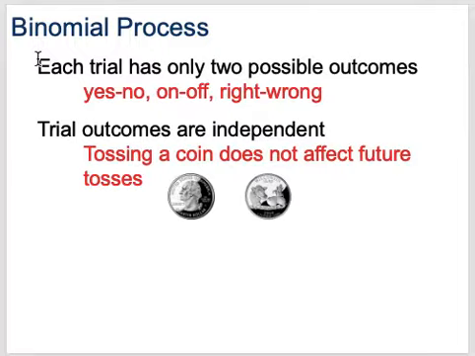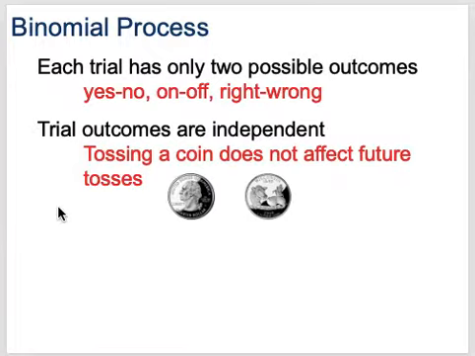A multiple choice question could be, what is the probability that my answer is going to be a B? That would be your one outcome, and your other outcome would be not a B. So true, false would be another binomial process. Binomial means two outcomes. Think of a bicycle, 2 wheels.